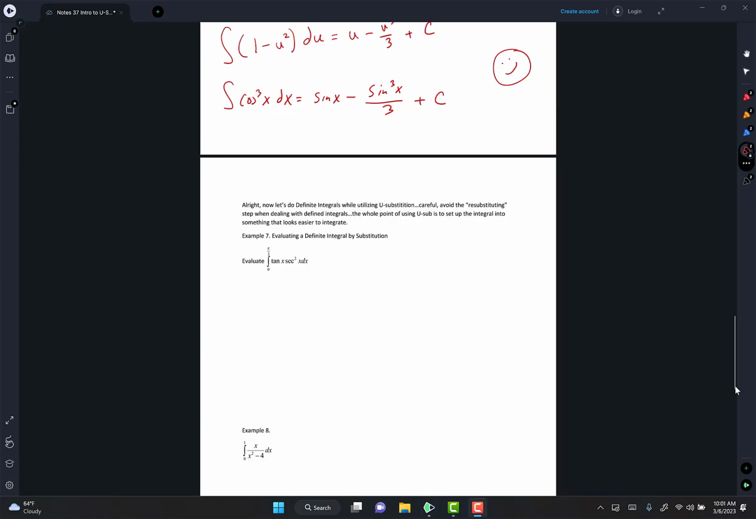What did we learn last week? U substitution, right? Yes. For indefinite integrals. Yes. Now we're going to use U sub for definite integrals. Okay. Now this is true in math life and in life.